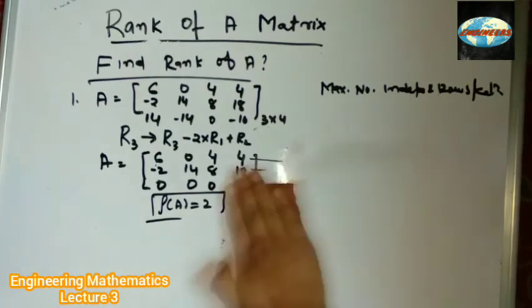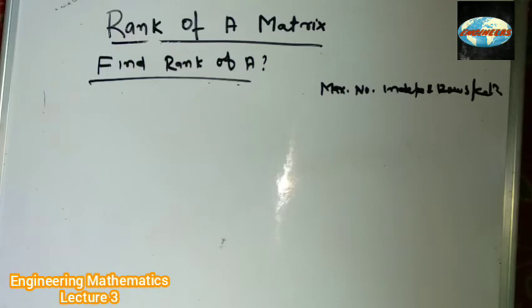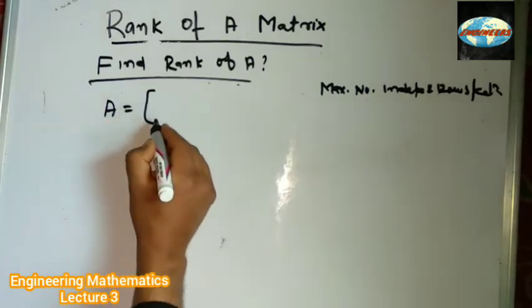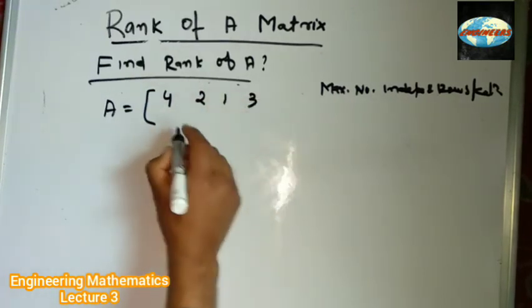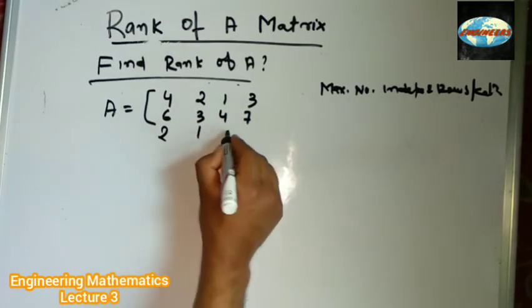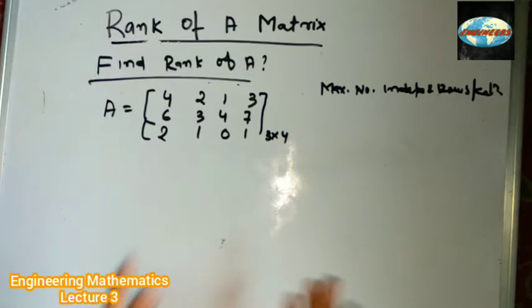Let us discuss one more question. A is equal to the matrix [4 2 1 3; 6 3 4 7; 2 1 0 1]. This is a 3 cross 4 matrix. In this case also, rank will be less than or equal to 3, because it can't be 4, since it is the minimum of the two dimensions, as we know.